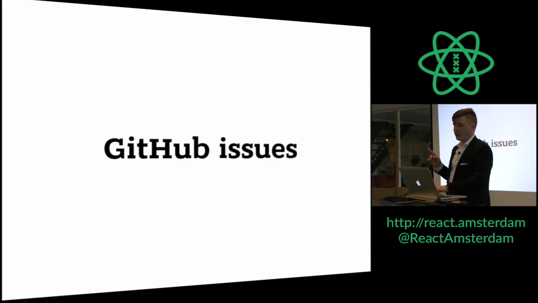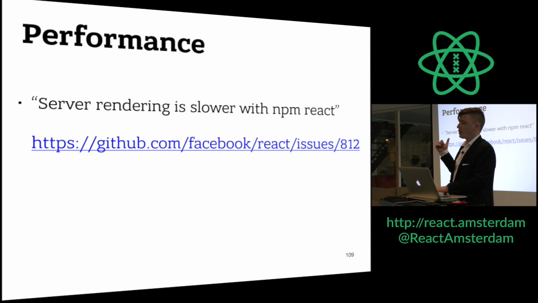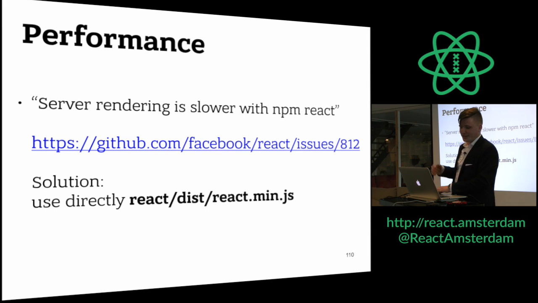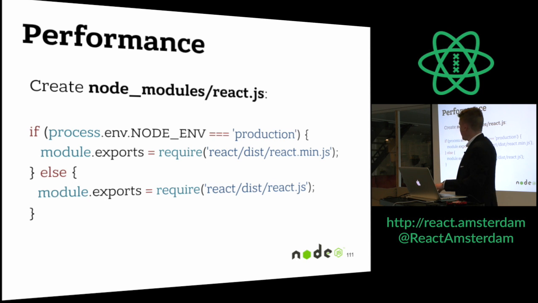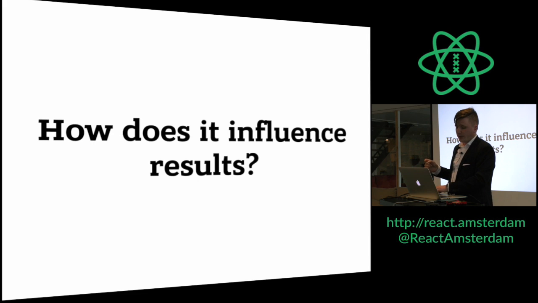Go ahead. We can search in GitHub issues, and we can find issues about server-side rendering being slower, yeah? And a lot of discussion among the authors of React, a lot of fighting. And the solution: use this file directly, this module from your React package. Okay, let's try to add this file, and to use in production, just minimize it, React.